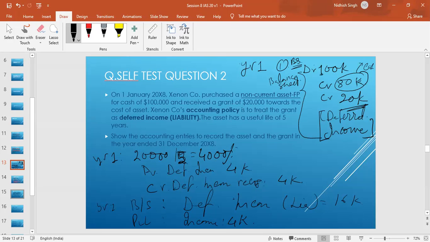Okay. So balance sheet: debit the asset, then credit the cash by 80K, and then recognize the liability. The balancing number is your liability, which is deferred income. So this is all the balance sheet entry. Then here you start the second entry, and this is the summary of everything for the first year.